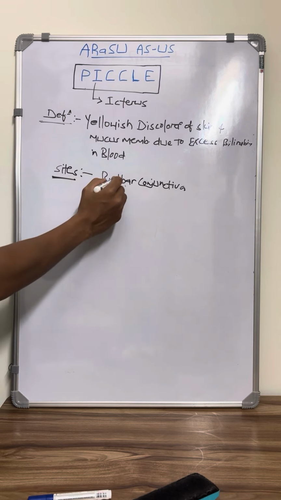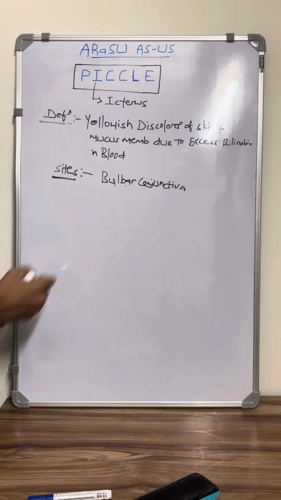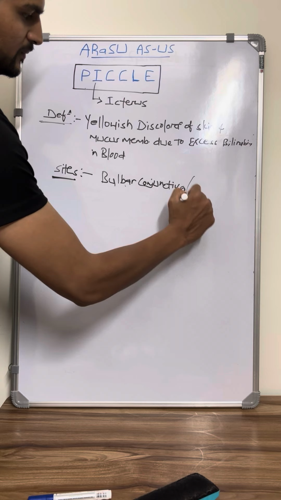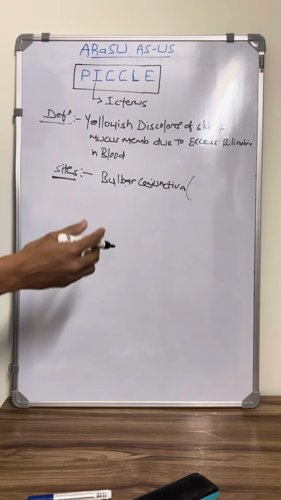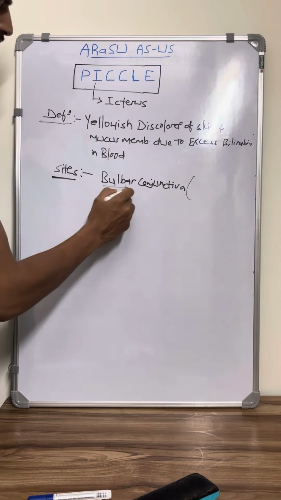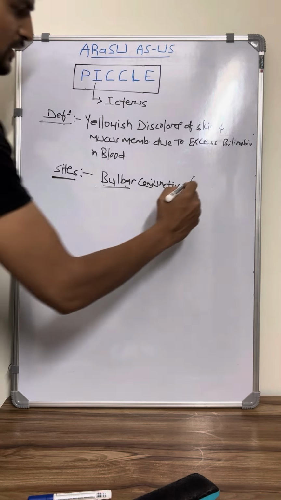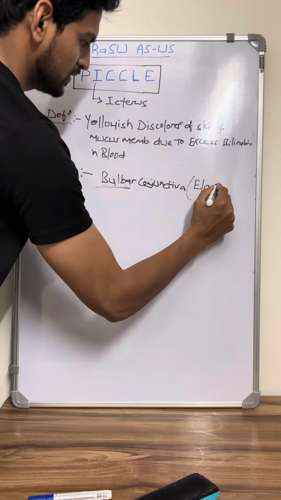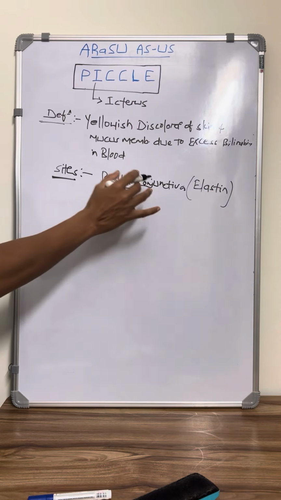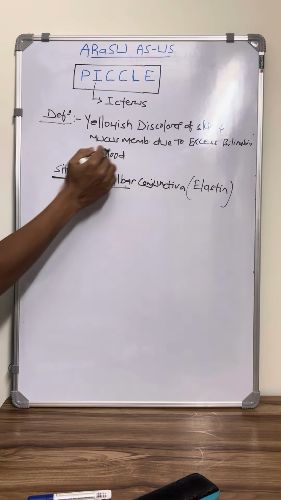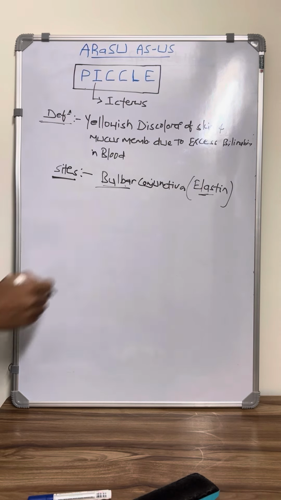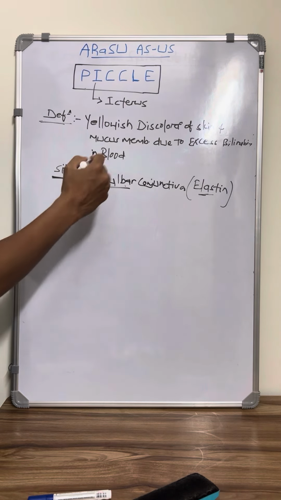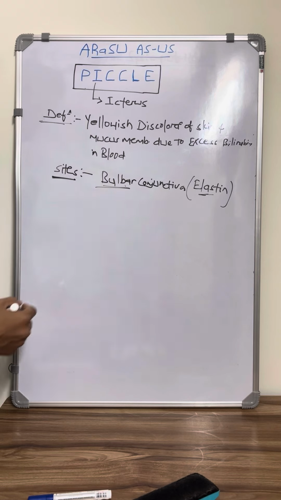Why do we choose bulbar conjunctiva commonly for icterus? Because bilirubin has a very high affinity or tendency towards elastin or elastic tissues, and this bulbar conjunctiva is very rich in elastic tissues, elastin. Hence it is a common tendency of the raised bilirubin to go and accumulate in this part, that is bulbar conjunctiva.